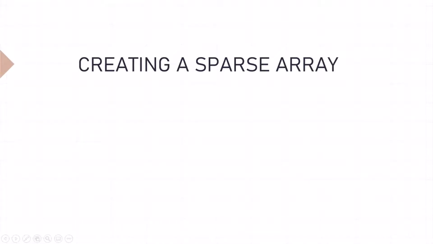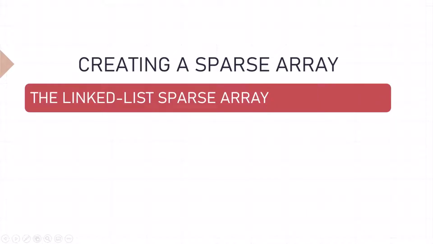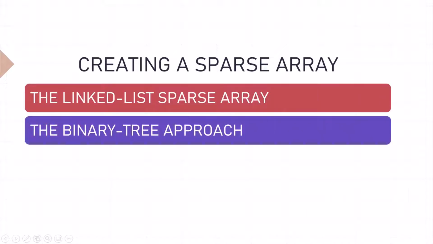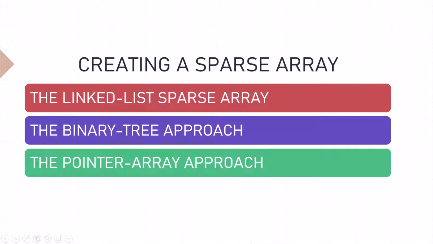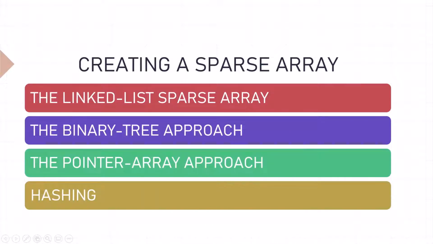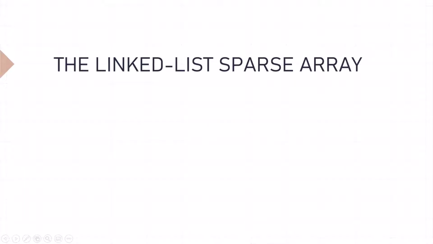Creating a sparse array can be done using the linked list approach, the binary tree approach, the pointer array approach, or the hashing approach. We're going to focus today on the linked list approach. So how would that work?